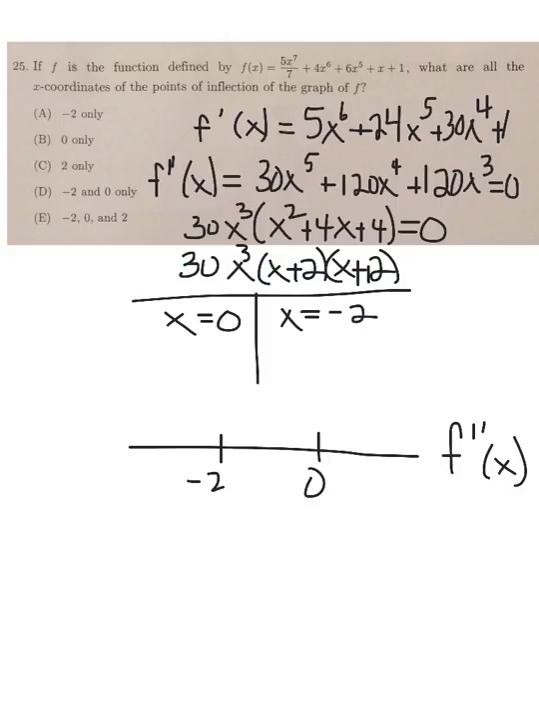Okay, so then when you do this and you plug in numbers, I get negative, negative, positive. So you should see that negative 2 can't be a point of inflection because there's no sign change here. So 0 is the only point of inflection. So then the answer is choice B.